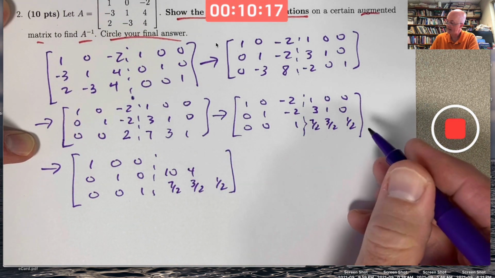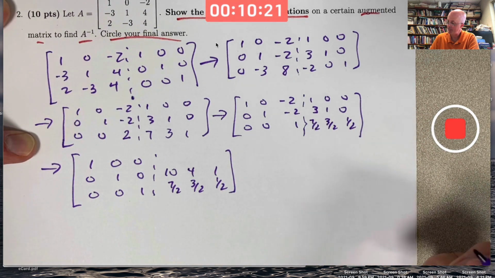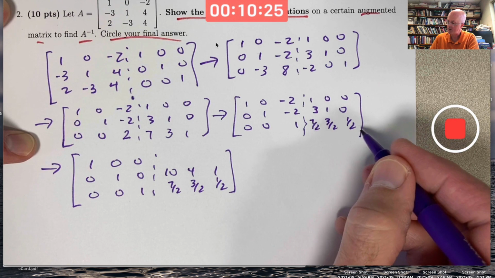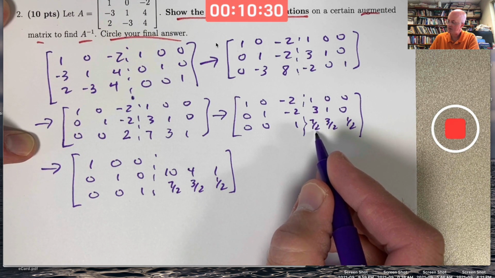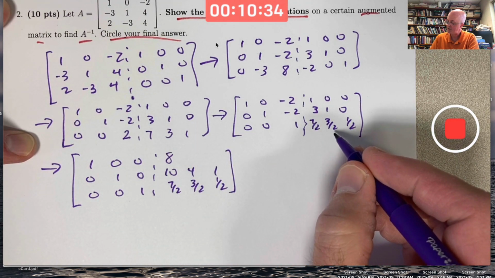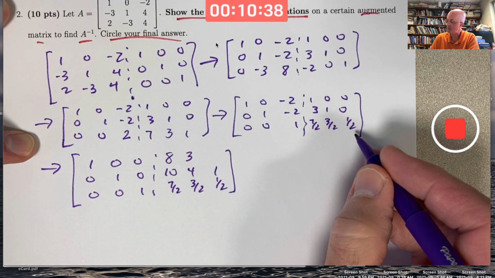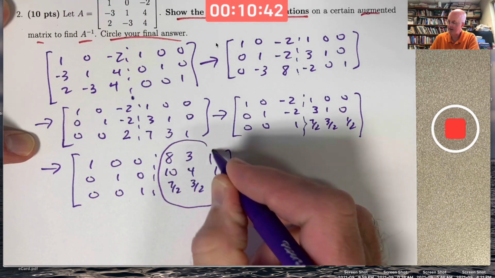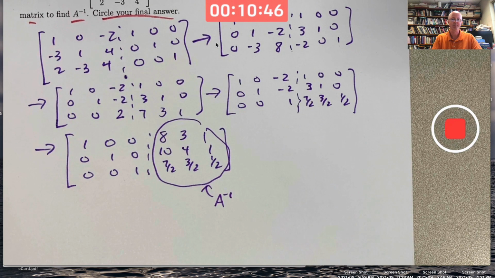Hoping I'm not making a mistake. 1 half times 2 is 1, plus 0 is 1. And now do it for the top row. Again, multiply row 3 by 2, add it to row 1 now. 7 halves times 2 is 7, plus 1 is 8. 3 halves times 2 is 3, plus 0 is 3. And 1 half times 2 is 1, plus 0 is 1. And this, if I have not made any mistakes, should be the inverse matrix.